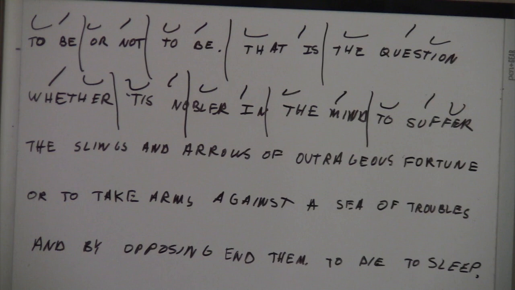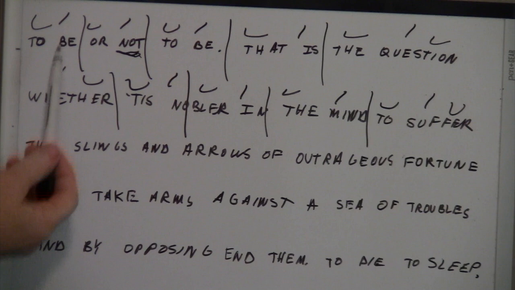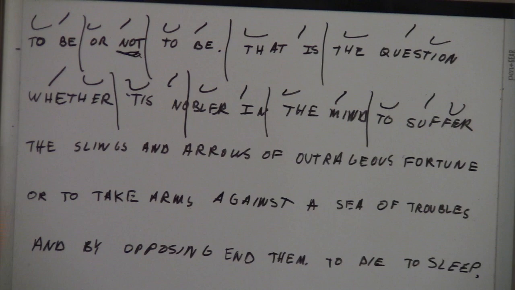In general, you don't want to emphasize words like not or any kind of negatives. But in this case, you see that the word not is in a stressed position in the scansion. Why is that? Because it's a comparison. To be, to live, or not to live. So it is actually in a stressed position in the scansion telling you that you not only have permission to stress it, but that you probably should. Okay? Let's do the next line.